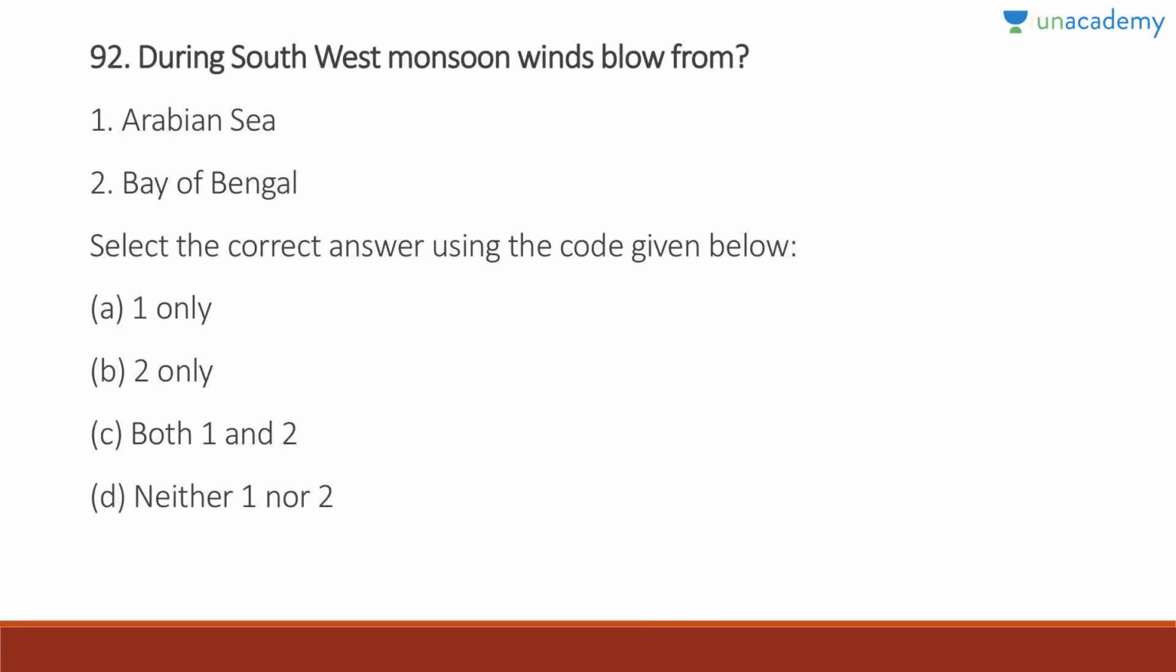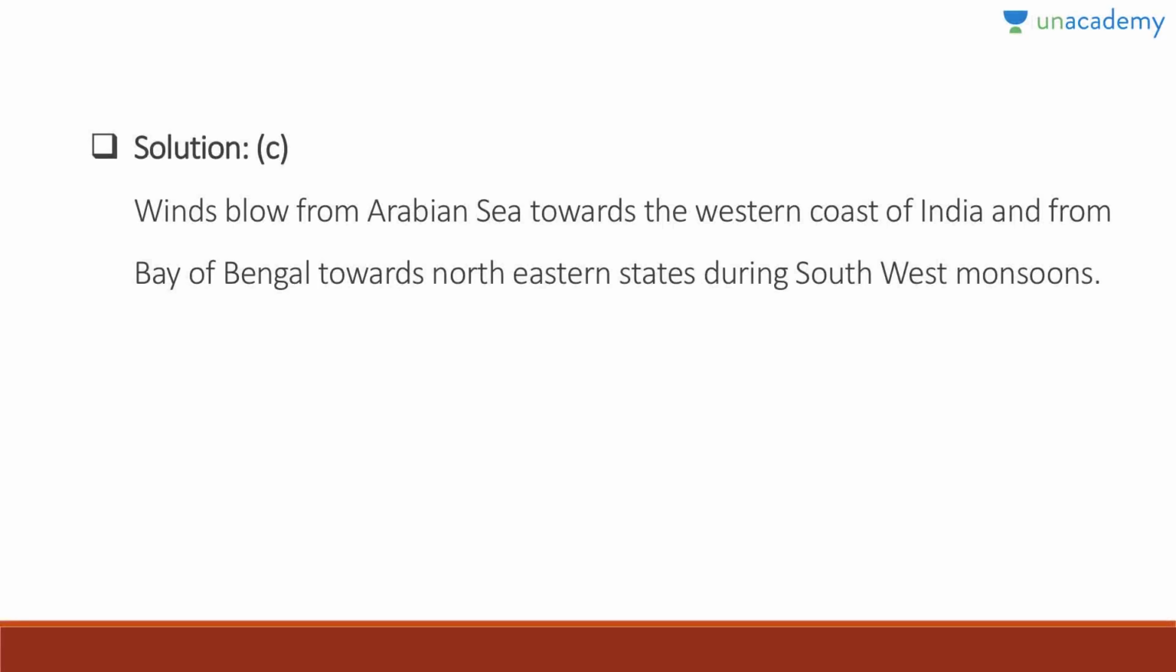Question number 92. During southwest monsoon, wind blows from. So wind blows from Arabian Sea towards the western coast of India and from Bay of Bengal towards the northeastern states during southwest monsoon. So answer here is C, both 1 and 2.